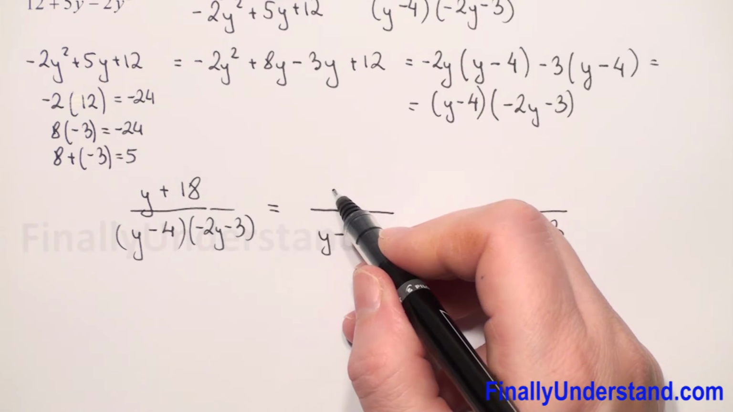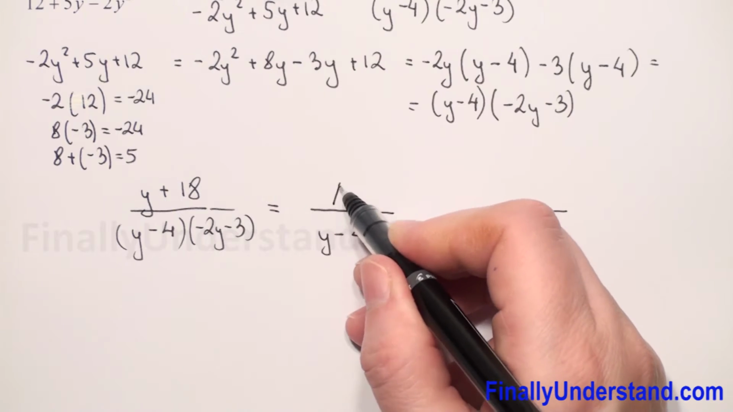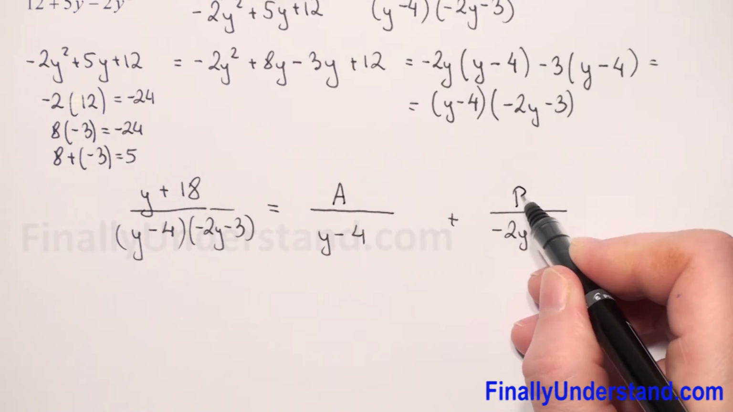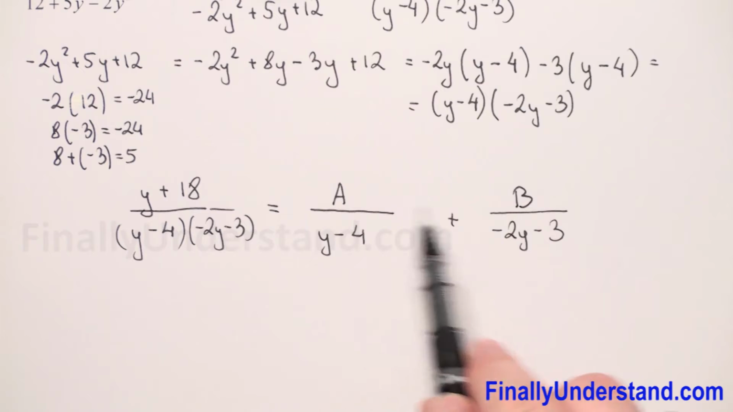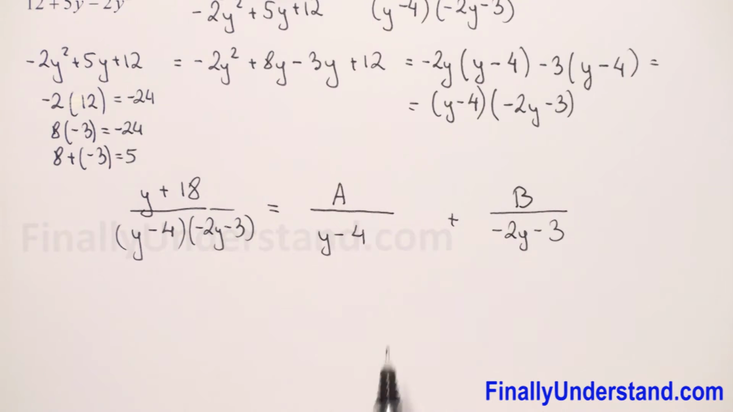So in the numerator I will have only a constant. A I can write, and B. And we have to find A and B. A and B are our unknowns. So now we have to get rid of our denominators. We have to multiply every side of our equation by the lowest common denominator. The lowest common denominator is always the denominator of our original fraction.